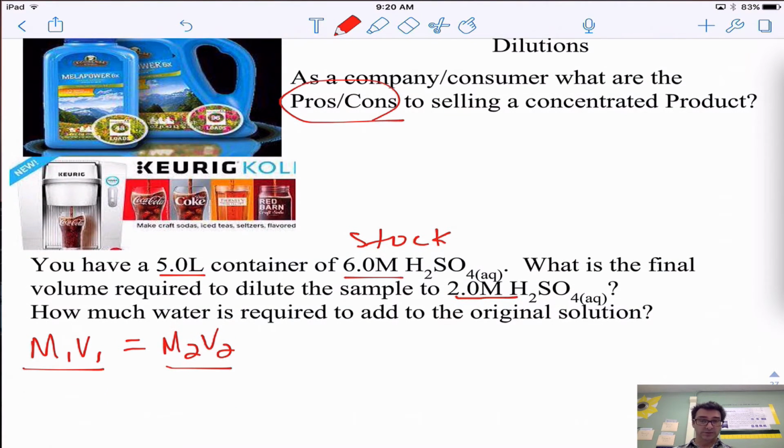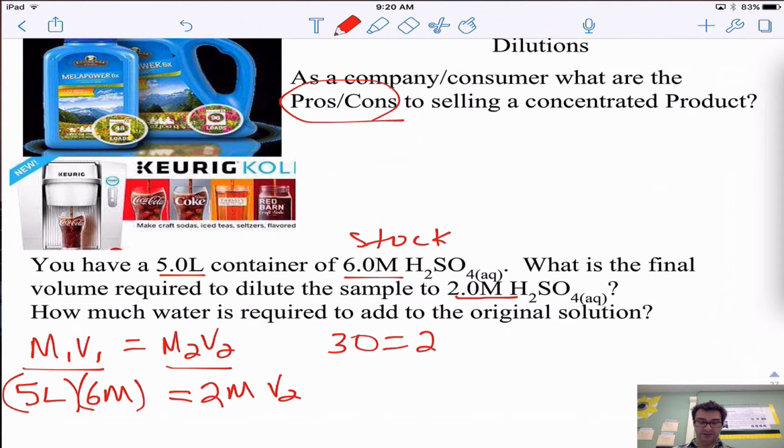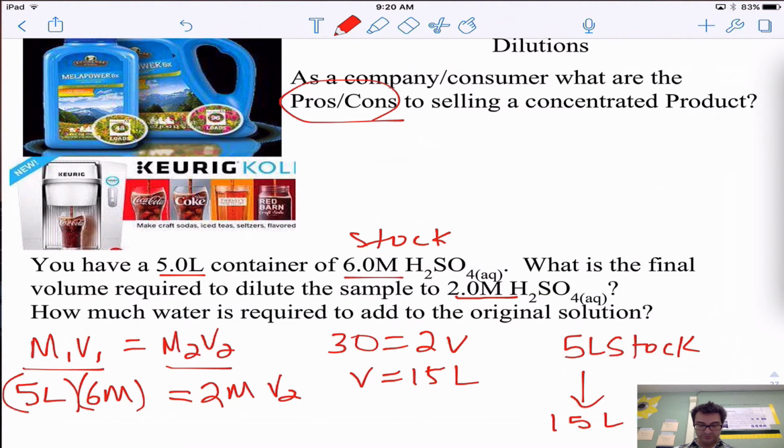Well, we would take the initial stock. We have 5 liters of it, and we have 6 molar concentration of it. It doesn't matter which order you put them in. It says that we want to dilute it to 2 molar. What volume will that produce? Well, we have 30 equals 2 times the volume. When we solve for volume, we get 15 liters. So what this means is that I took 5 liters of my stock and diluted it to a final volume of 15 liters for my working solution.